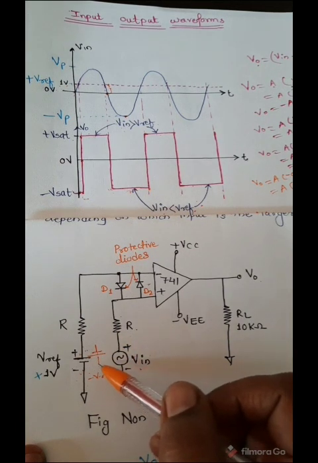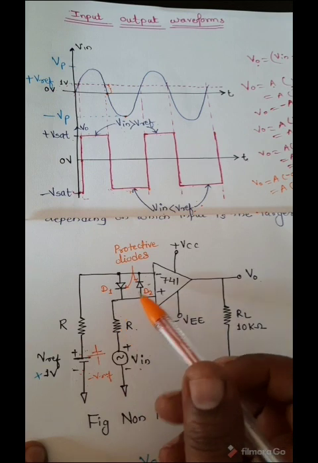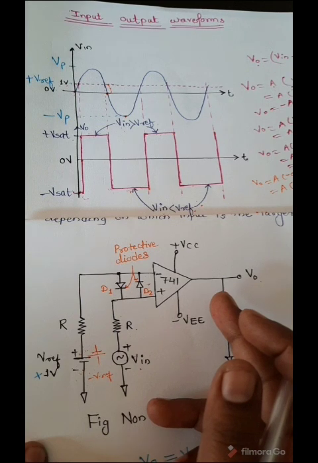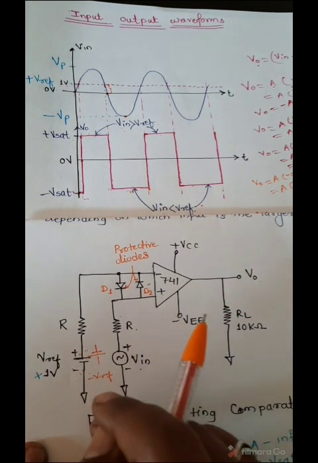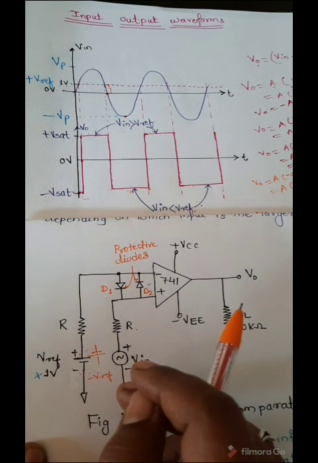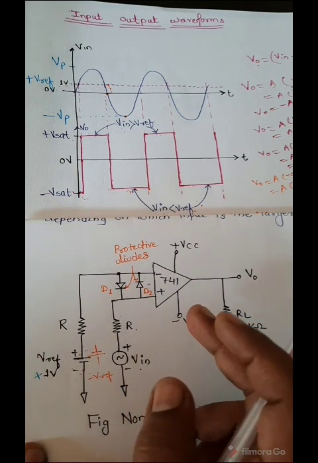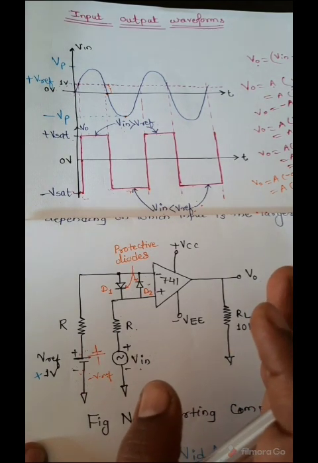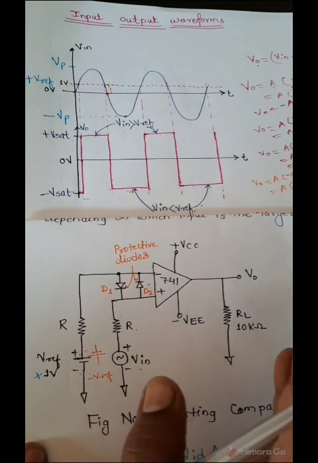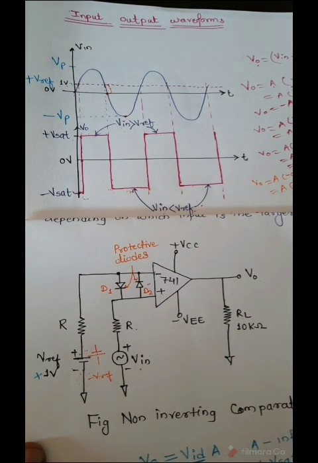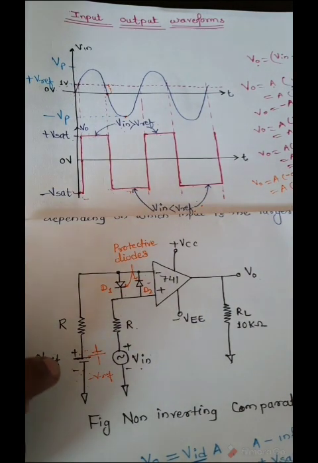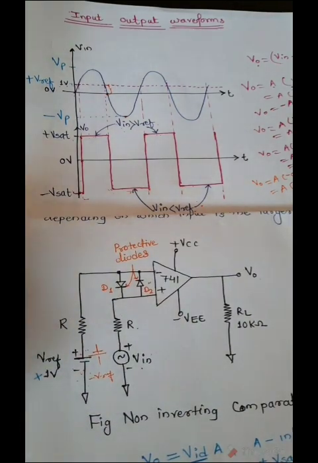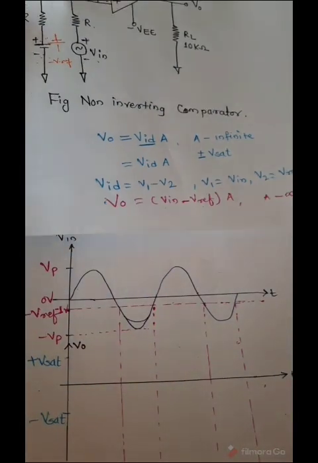In such a case, when V in becomes greater than V reference, only then will output go to the positive saturation. On the other hand, when V in is less than V reference, output will go to the negative saturation. Obviously, the amplitude of V in here again must be large enough to pass through the V reference, so that only then the switching action will take place. So for such a circuit, we can also draw the input output waveform for the negative reference voltage. So we'll check here.